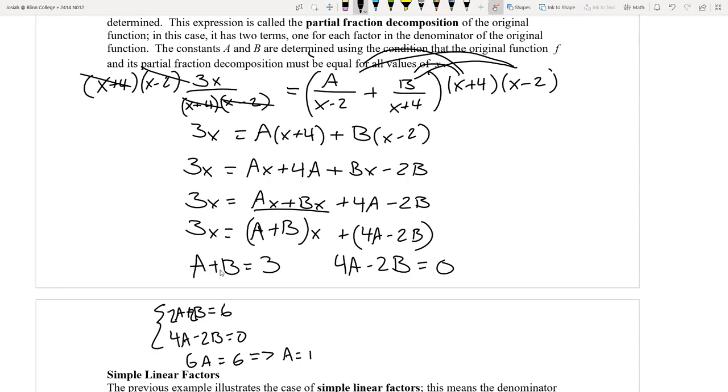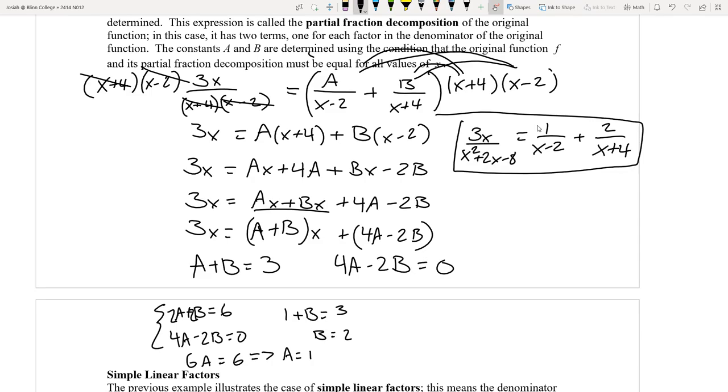And so we take that, we plug that back in here. 1 plus b equals 3, so b equals 2. And so those are the two constants we need. So our partial fraction decomposition for x squared plus 2x minus 8 is equal to, we have a is 1 over x minus 2, plus b is 2 over x plus 4. And so that'll be our partial fraction decomposition there on the right side. So that is going to be one method for finding out what these constants should be equal to.